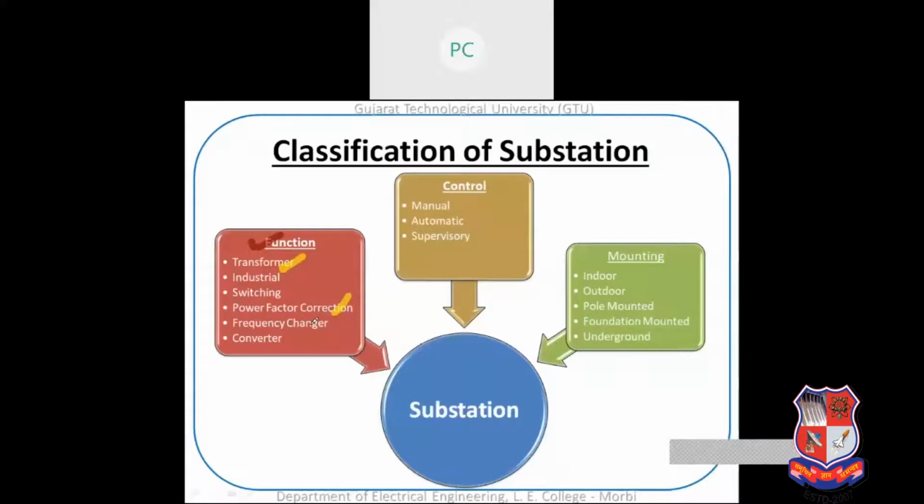These substations are nothing but they change the supply frequency from one value to the other value, and this is generally required for industrial utilization. These types of substations are required for industry utilizations.